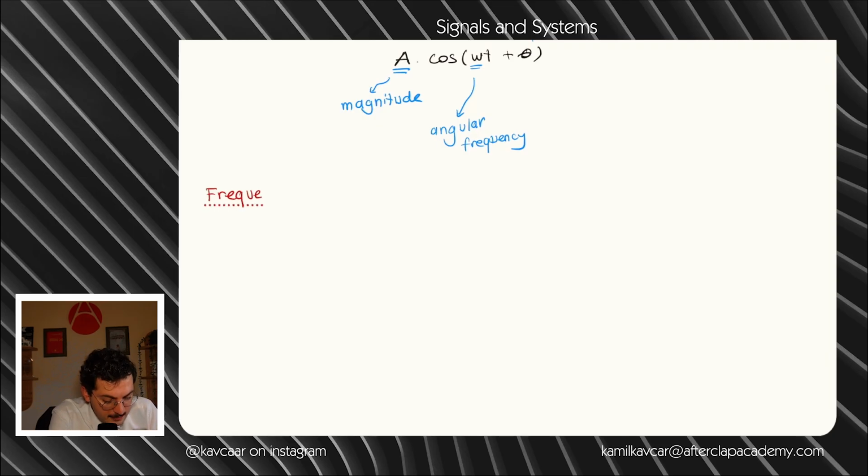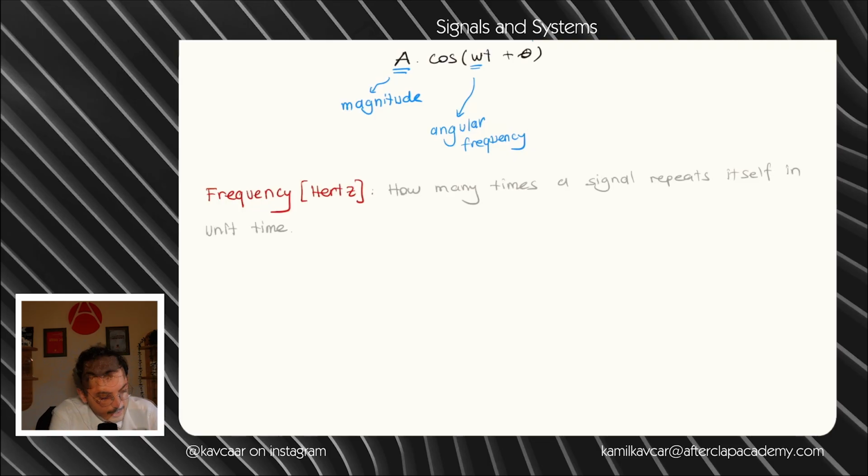Right now, I'll just say frequency. It is measured in hertz, and it is the measure of how many times a particular signal repeats itself in unit time. But I also need to mention something. We have angular frequency, not frequency. Why are we talking about normal frequency?